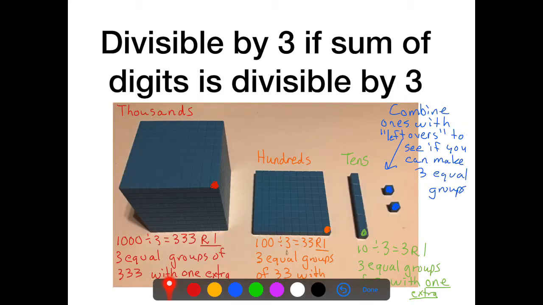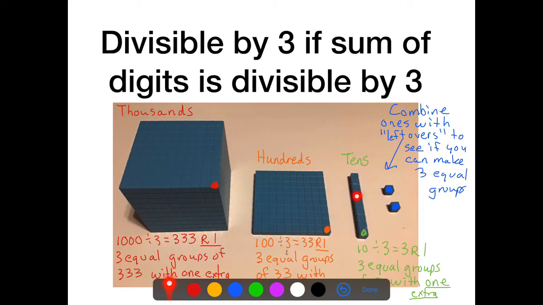A number is divisible by 3 if the sum of the digits is divisible by 3. This one's a little bit more complicated because we have to consider every place. The thousands will each contribute 1. What does this mean? Well, I can take 1,000 divided by 3 and get 333 remainder 1. That means that my 1,000 can be broken into 3 equal groups, each group containing 333 units, and I'll have 1 extra. Each 100 can be broken into 3 equal groups of 33, giving us 1 left over.